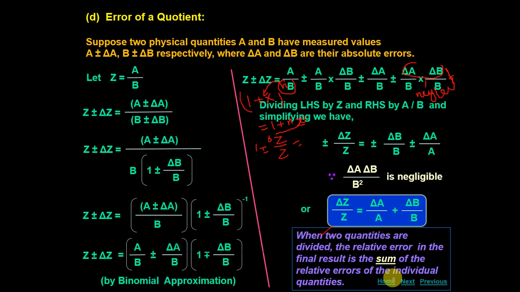So in multiplication and in division, what you have to do is multiply or divide the actual numbers, and whenever you want to write the relative error in the result, you will find out the relative errors in both of the physical quantities, add both of the relative errors, and that would be the relative error in the result. And using the formula you can convert that relative error into absolute error as per the requirement of the question. So you can do it.